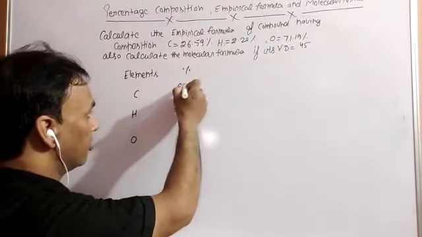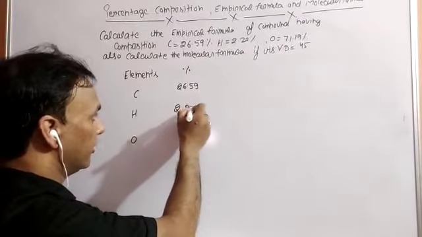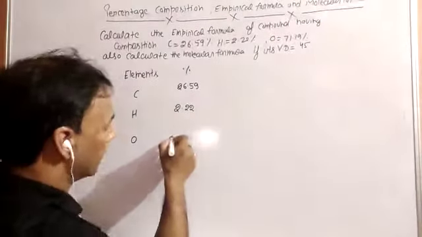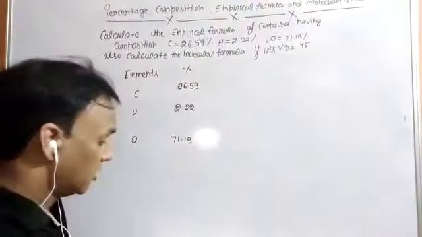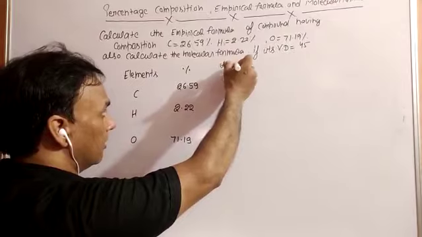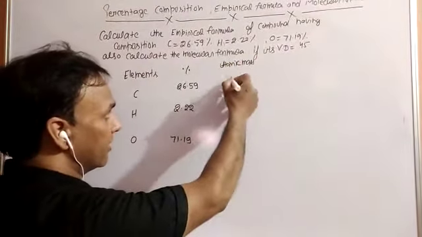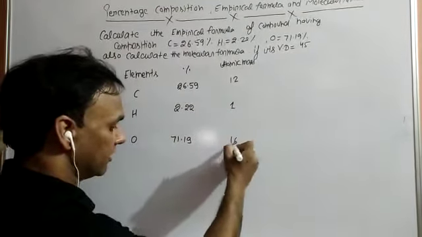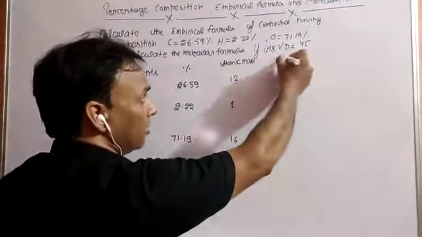Clear? After that, next column, percentage. Carbon is 26.59%, hydrogen 2.22% and oxygen 71.19%. Clear? Now the next is atomic mass. Atomic mass of carbon is 12, hydrogen is 1 and oxygen is 16. Clear? In the next column, atomic ratio.